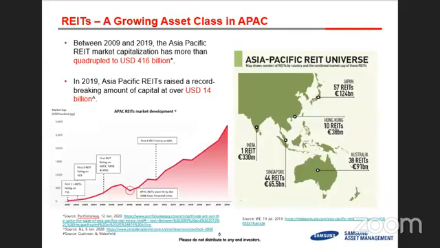And specifically, APAC REITs is also growing very significantly. For example, for the 10 years between 2009 to 2019, Asia Pacific REITs market capitalization has more than quadrupled to $416 billion US. In 2019 alone, Asia Pacific REITs raised a record-breaking amount of capital at over $14 billion US. So it speaks to the strong growth, strong demand for REITs among the investment community, and also the growing appeal of REITs in the region.